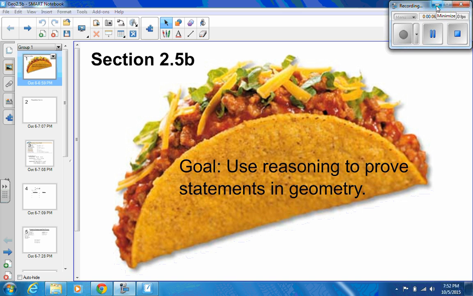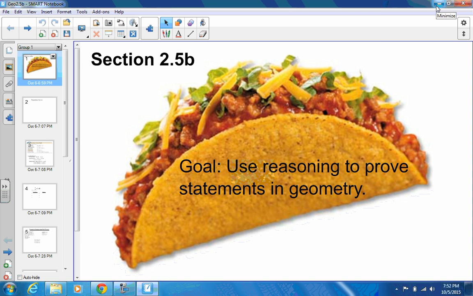Here's your 2.5 part 2, or 2.5b video for today, where our goal is similar to the last one, but we're going to use reasoning to prove statements in geometry. We're kind of combining algebra and geometry, but we're mostly going to be proving things in geometry here. So make sure you have that goal written down.